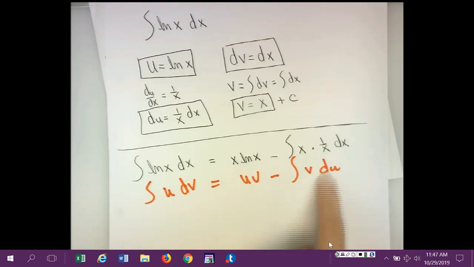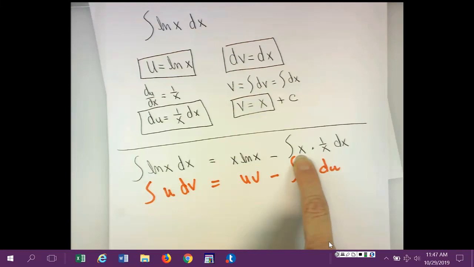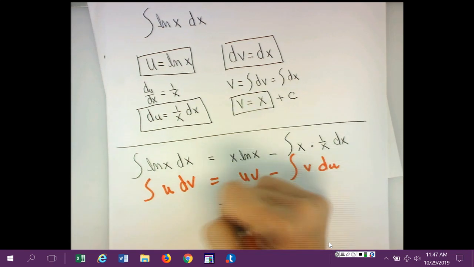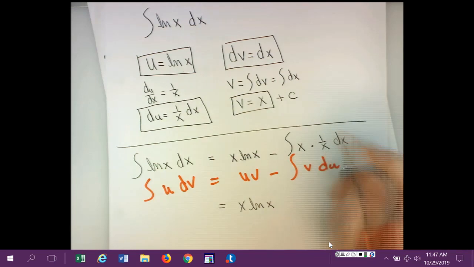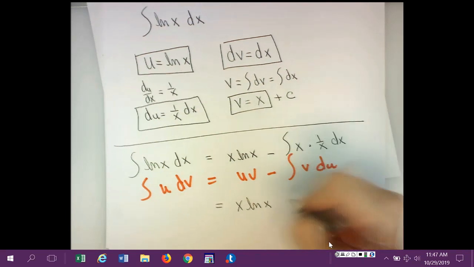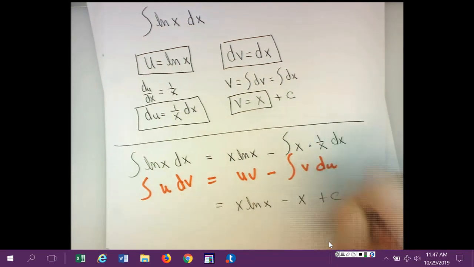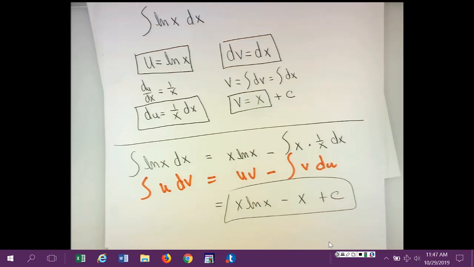So I'm just replacing v with x and du with 1 over x dx. Final answer. I believe you know that the integrand here becomes 1. And the antiderivative of that understood 1 now is just x.